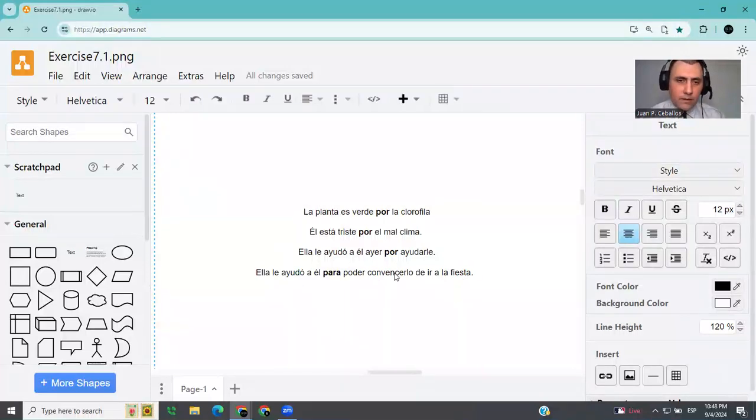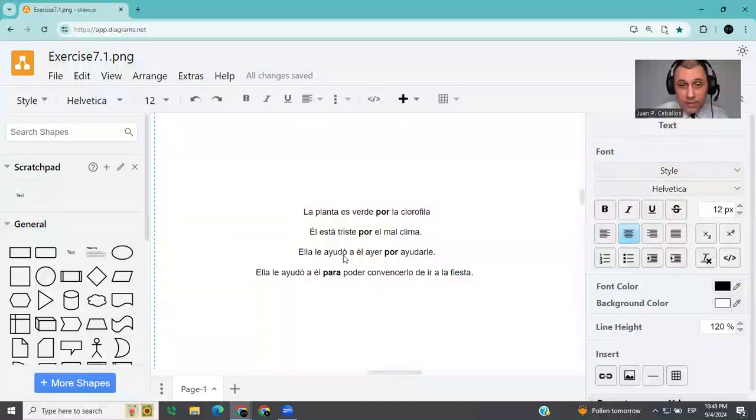Or I can say this in a different way. She helped him yesterday to convince him to go to the party. Okay. So this para, you can interpret as for the sake of. So for the sake of can also have different meanings, so for that, different translations into English.